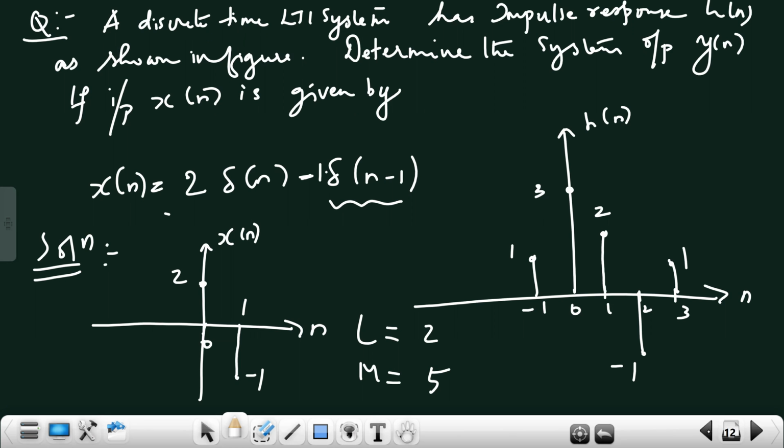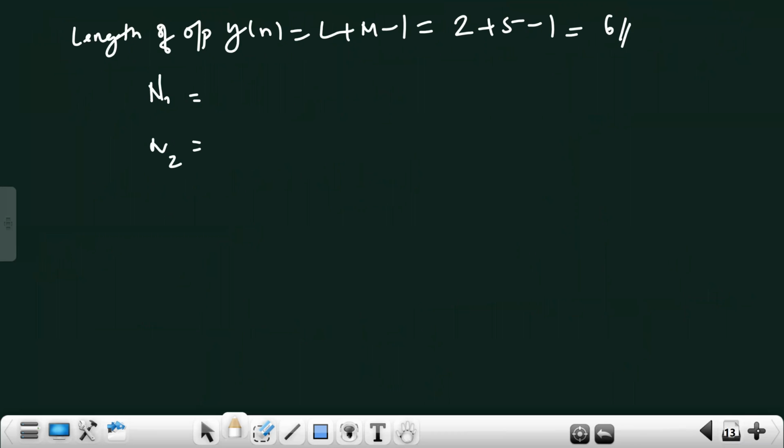Rutesh, tell me what is N1 and N2. Sir, N1 is 2, sir. Starting time, not amplitude. Okay, sir. 0, sir. N2? N2 is -1. Very good. N1 is 0, N2 is -1. So N1 plus N2 is -1.